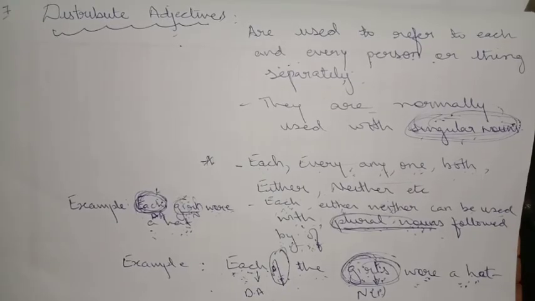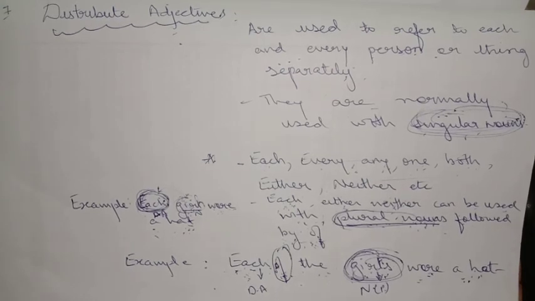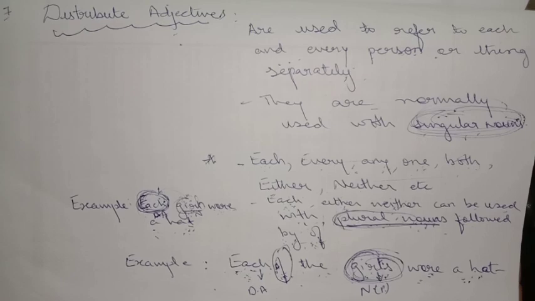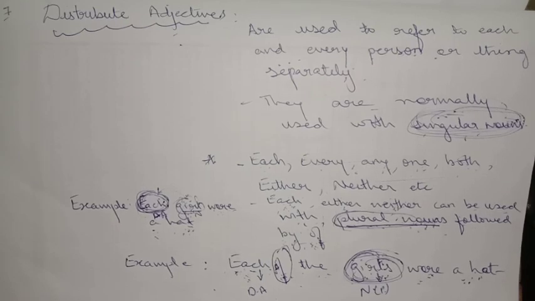Distributive adjectives are used to refer to each and every person or thing separately, right? They refer to each and every thing or person separately. They are normally used with singular nouns. Each, every, any, one, both, either, neither. These are all your distributive adjectives.